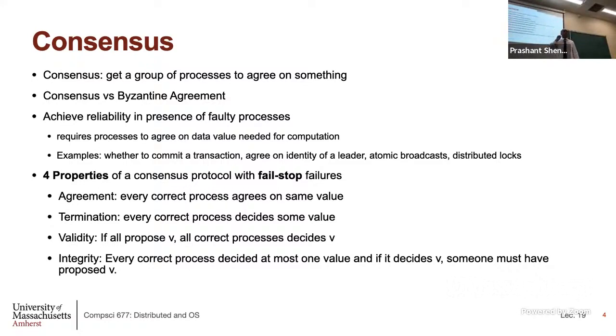There are 4 properties we want when we talk about standard consensus. The first one is called agreement, which is every correct process, correct as in it's running. We're only worried about crash failures or fail-stop failure. So every process that's up agrees on the same value. That's called agreement. So you can't have some processes saying 2 + 2 is 4 and some other process saying, no, I think it's 5 or something like that. So if you are operating correctly, you agree on the same value.